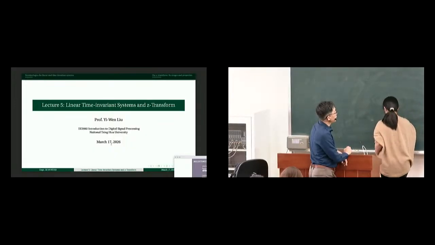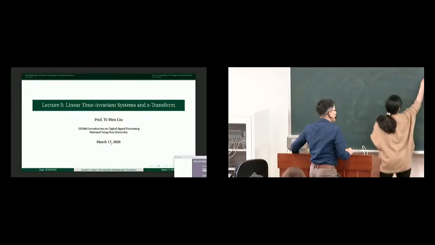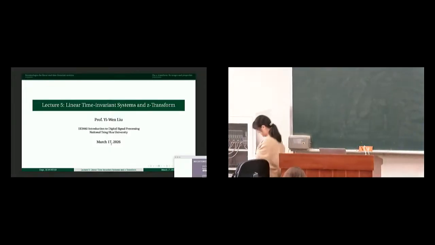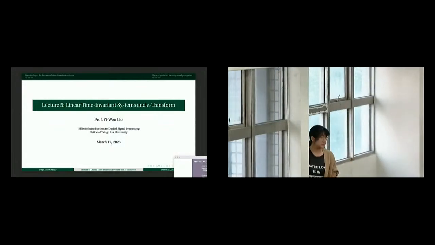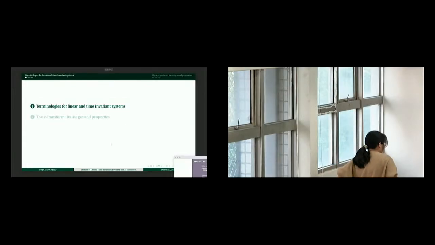Okay, so let's move on to the next topic. In this lecture we will study linear and time invariant systems. And as I mentioned to you, you'll find that the Z-transform is a very powerful tool for analyzing the behavior of LTI systems. But first thing, what is LTI? What is linear and time invariant? We need to clarify some terminologies. And then we will introduce officially the Z-transform, okay?